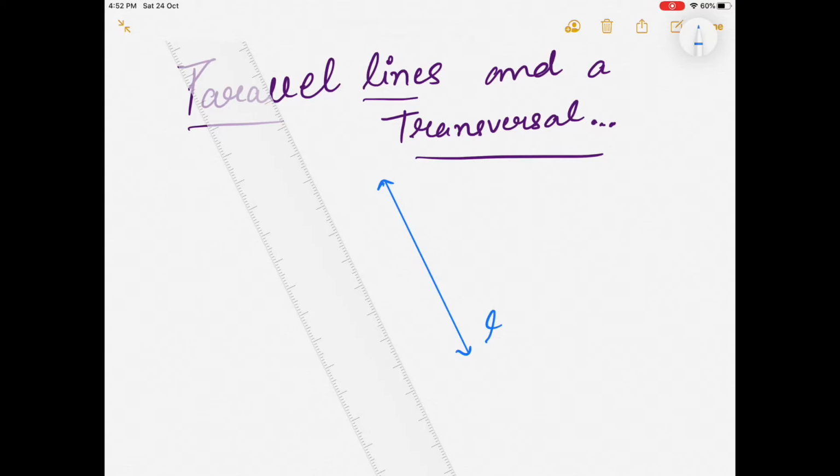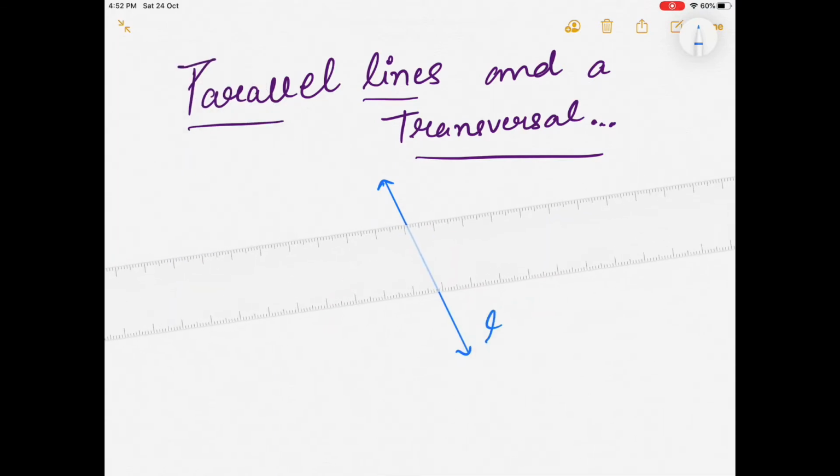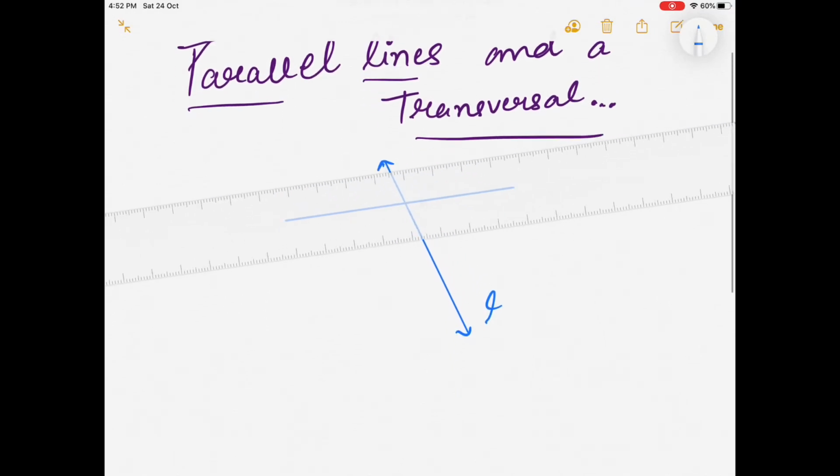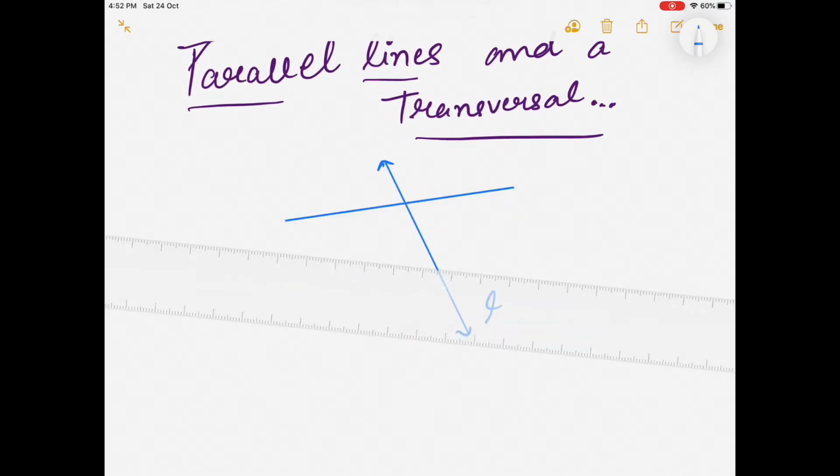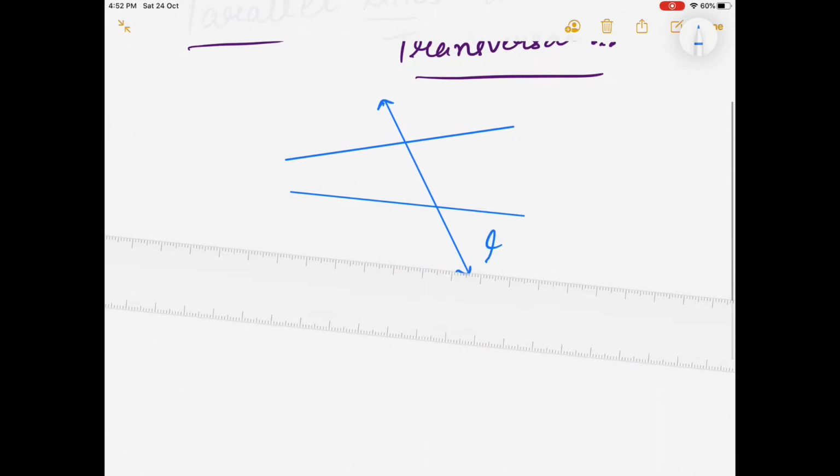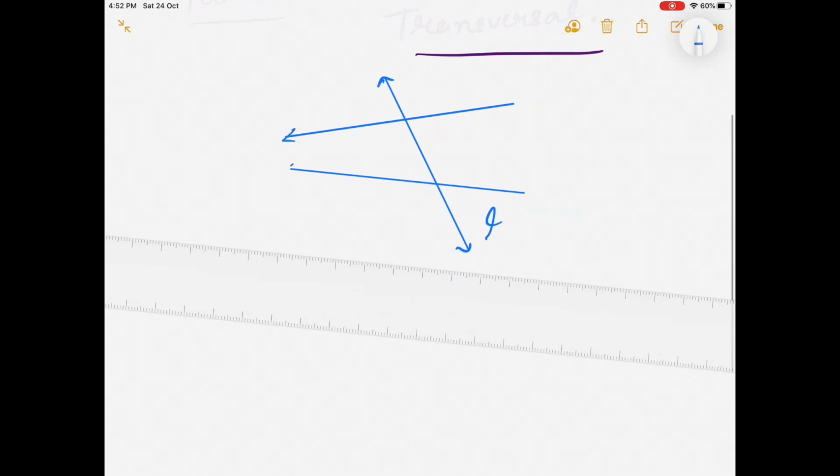Now this is a transversal for lines M and N. If there are two lines like this, M and N here, this is line N. Now you can see there are three lines M, N and L. So L is intersecting these two lines M and N. Therefore line L is a transversal for lines M and N.